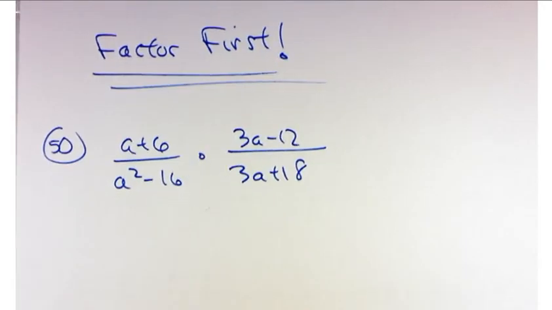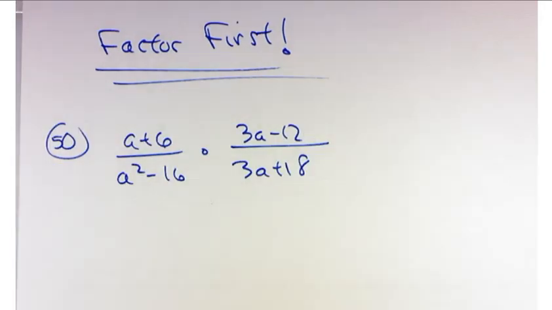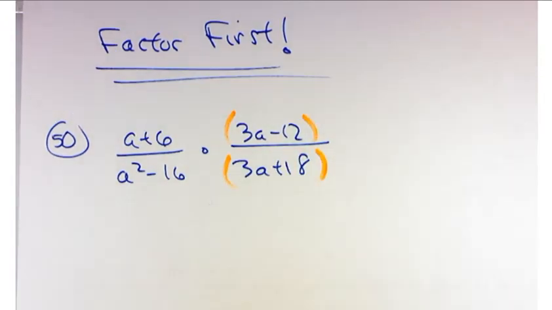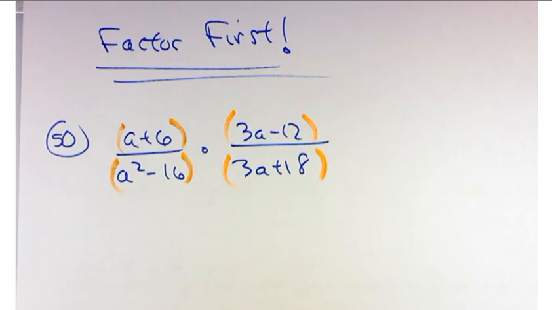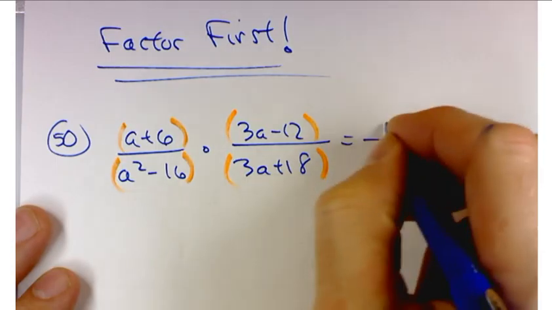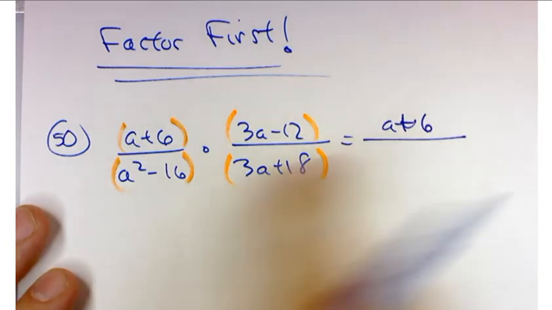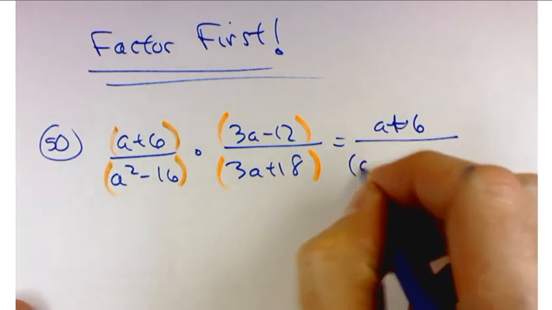So again, it's really tempting to want to cancel the 3a's or cancel the 6 out of the 12 and the 18. But you can't. These terms are joined. So it's not a bad idea to put parentheses around these things and remind yourself that you can't cancel into that parenthesis. So what else can we do? Well, we can factor. How does the denominator of that first term factor? A plus 4, a minus 4.